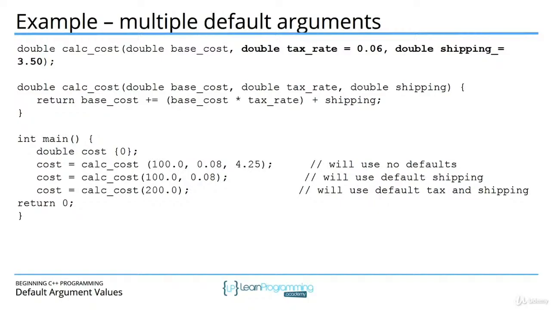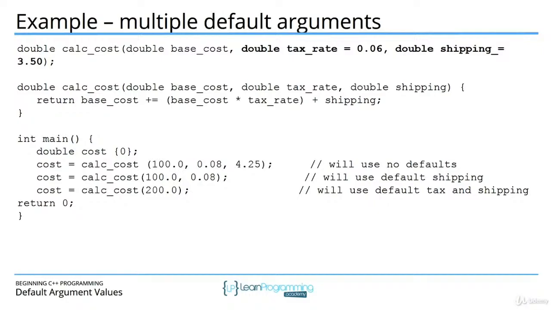In the first call, we're providing all three arguments to the function. In this case, no default values will be used, and the tax rate will be 8%, and shipping will be $4.25. In the second call, we're providing the cost of the item and the tax rate of 8%. In this case, the default value for shipping will be used, but the tax rate will use the 8% we provided. In the final example, we're only providing the cost of the item. So in this case, both default values are used. The tax rate will default to 6% and the shipping charge to $3.50.